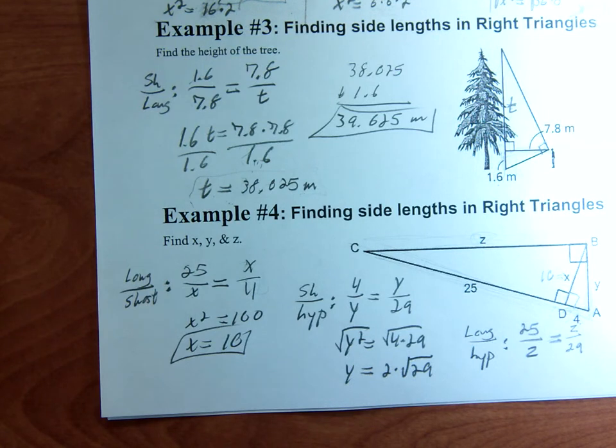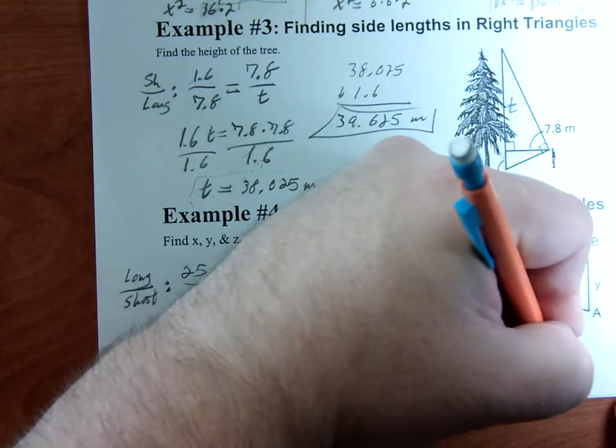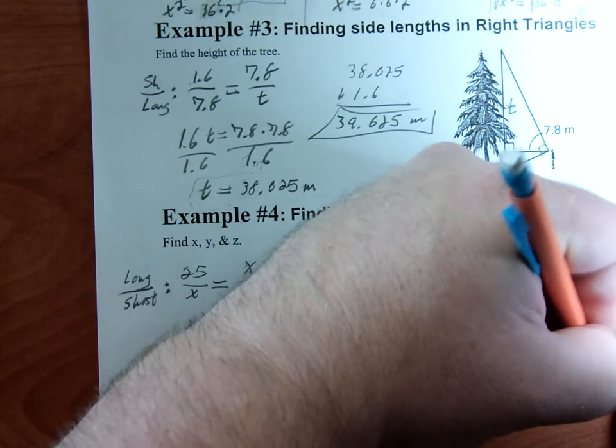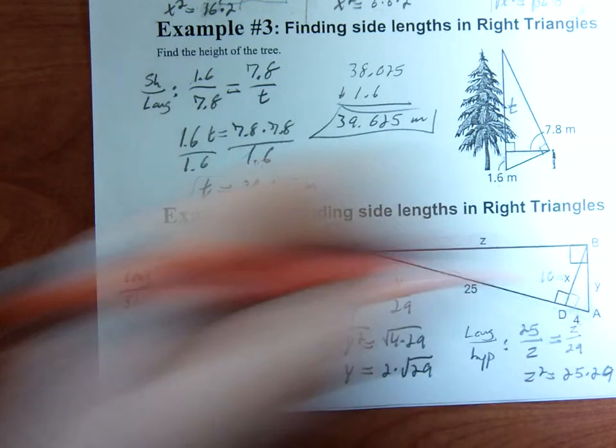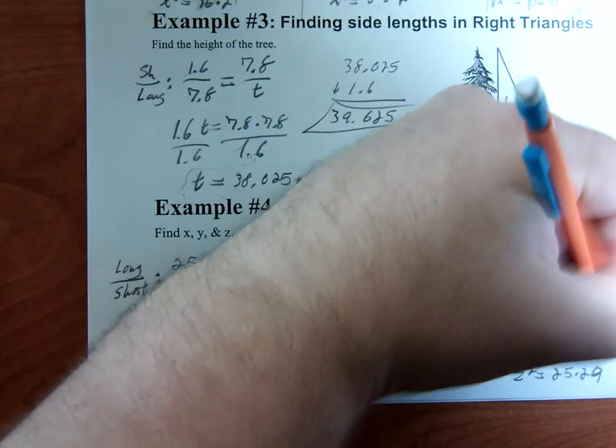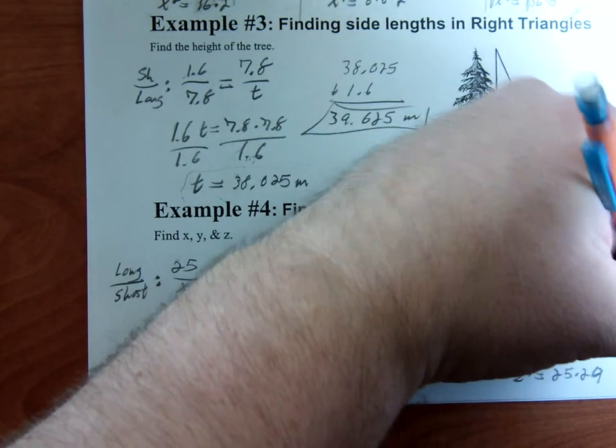All right, guys, this should be easy to solve. When we solve, we get Z squared equals 25 times 29. And if I take the square root, what do I get? Z is equal to... See, you guys are already seeing in your head, 5 root 29.